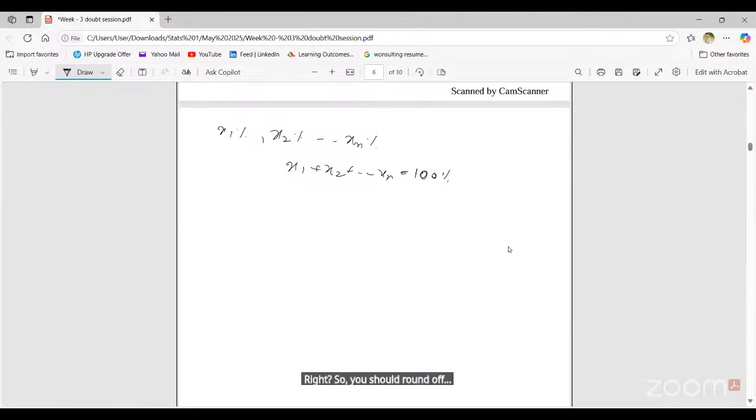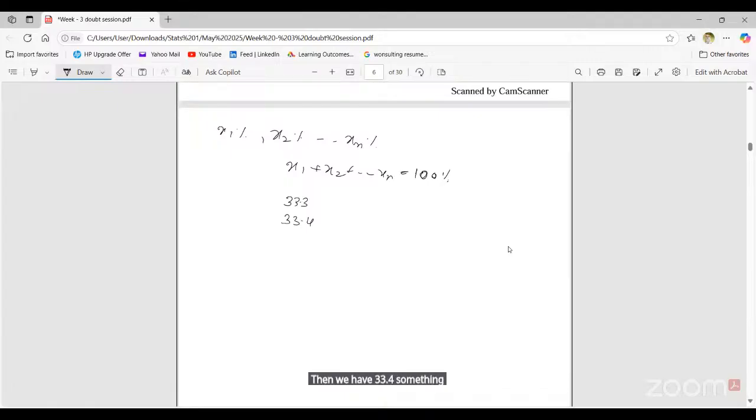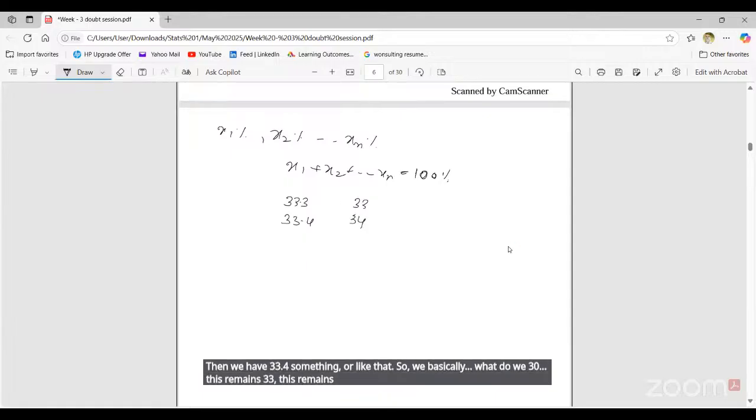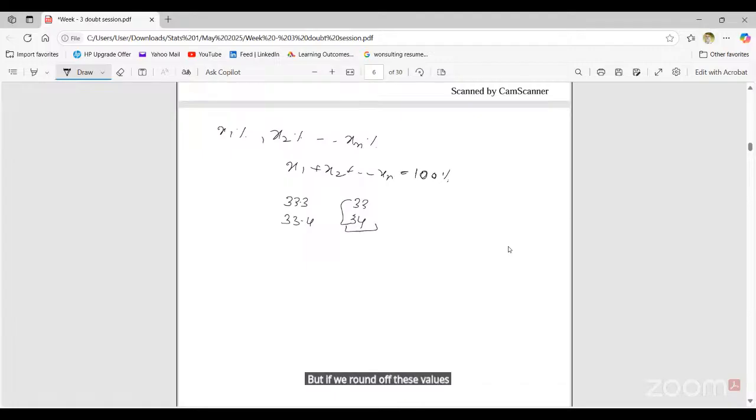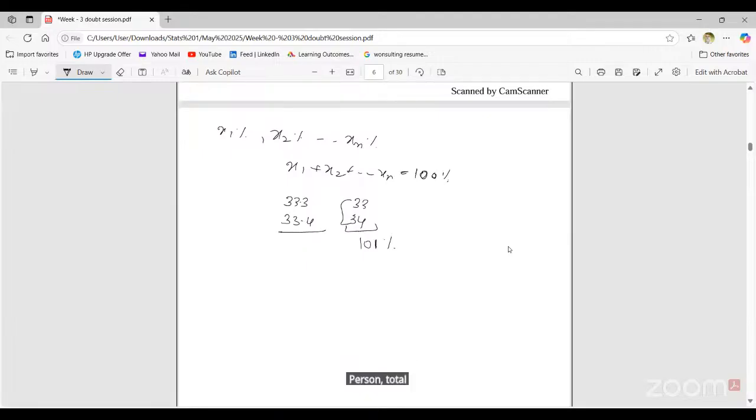So basically, we have some values like 33.3-something, 33.3-something, and then 33.4-something. So this remains 33, this becomes 34. We round it off. But if we round off these values, you can get, say, more than 100, like 101% total, whereas if you sum the unrounded values, it comes out to 100%. So that is round-off error.